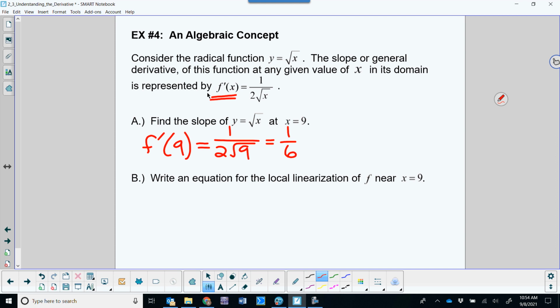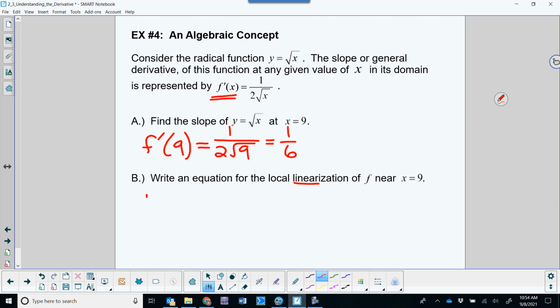Okay, so the local linearization, your mind needs to think, it says linear. The types of lines that we work with in calculus are tangent lines. So if somebody says write an equation for the local linearization, it's the same thing as saying to you write the equation of the tangent line. Or if they say use this, find the linear approximation, same thing. Okay, all of those things are just saying write the equation of the tangent line.